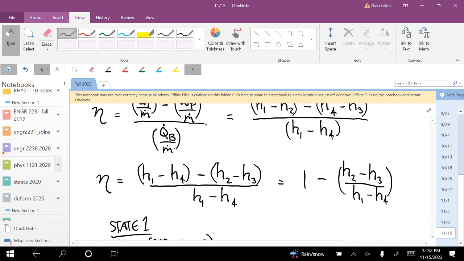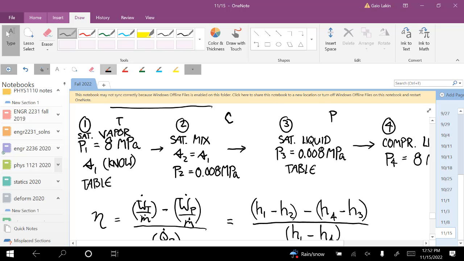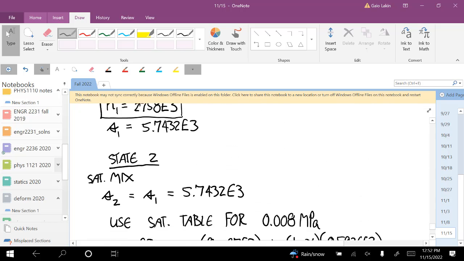At state 3, we can look this up. We know it's a saturated liquid. We know the pressure. Remember that when you're on state 3 and state 4, if you can't look stuff up, be aware that you have that other way of doing a calculation based on the fact that it's incompressible. But let's just look it up for state 3.